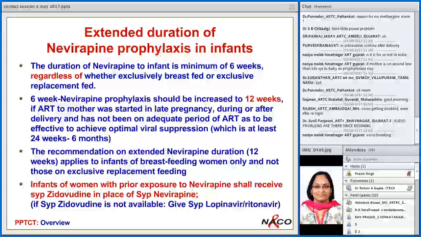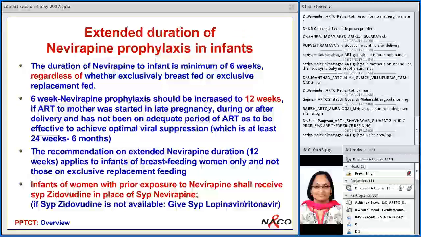The infants born to HIV positive mothers, infants born to mothers on second line ART, and infants born to mothers who had taken nevirapine prophylaxis in the previous pregnancy need to be given Rohini syrup in the next pregnancy. If Rohini syrup is not available, we can give ritonavir boosted lopinavir syrup, but we must reserve this for the baby's ART if the baby is detected infected.